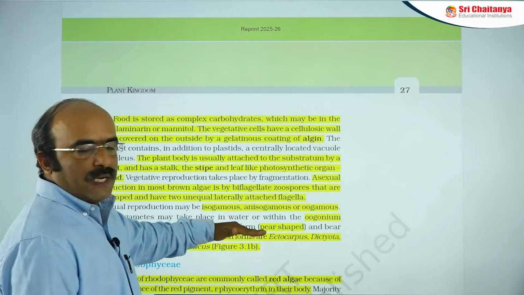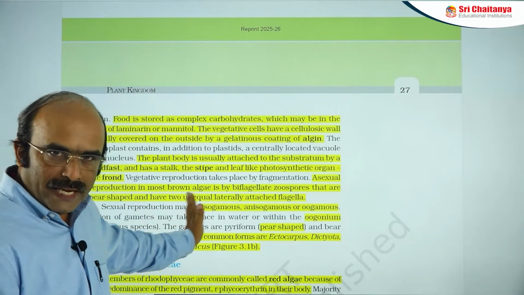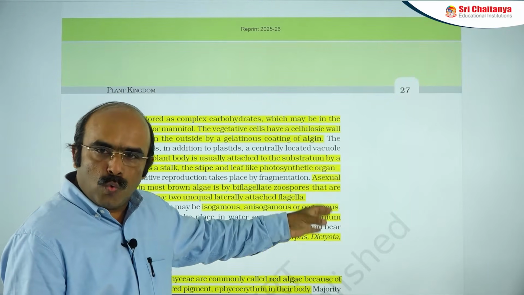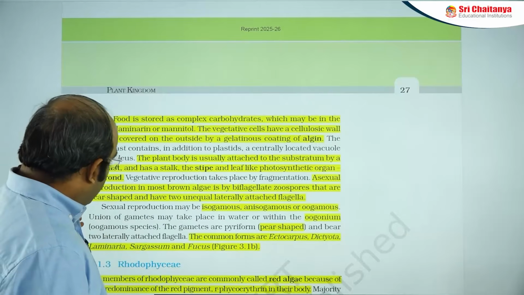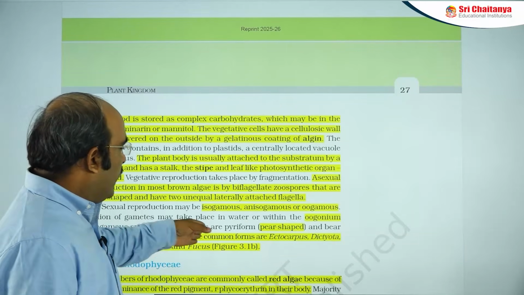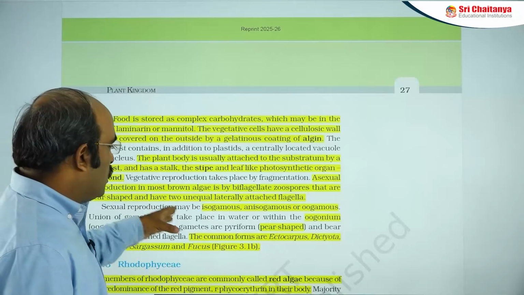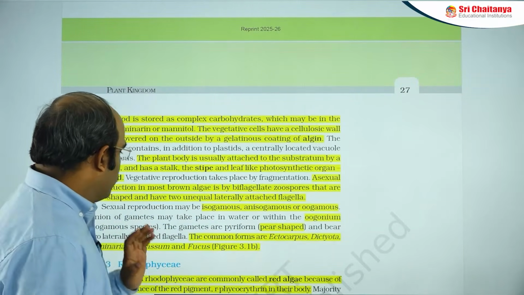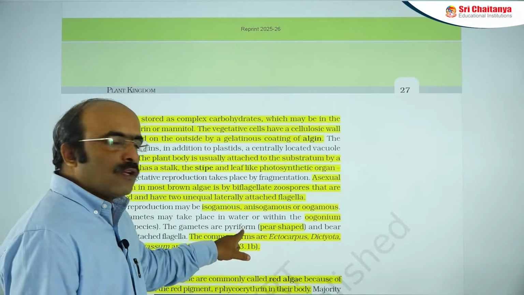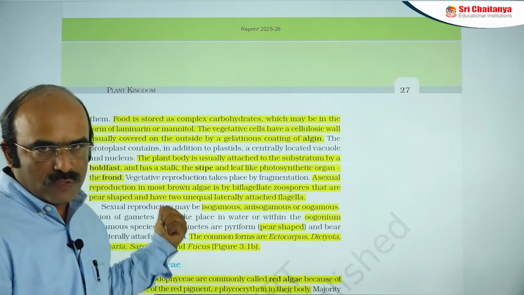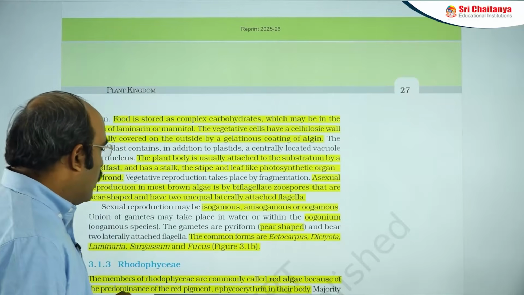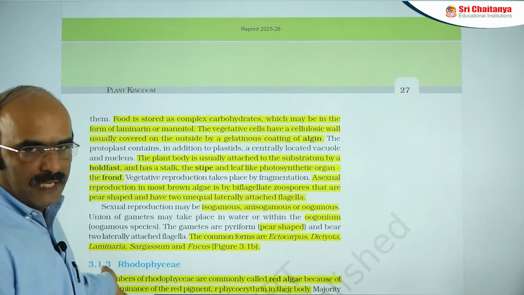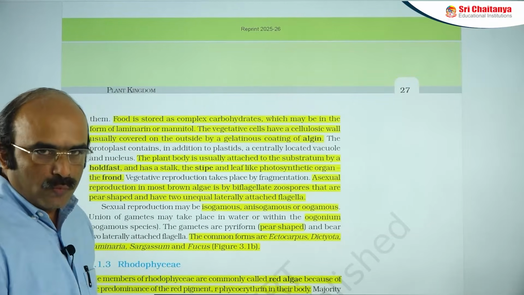And coming to sexual reproduction, here also all three types are seen: isogamous, anisogamous and oogamous, with respect to the nature of the gametes and the fusion. The union of gametes takes place in water or in the female sex organ, the oogonium. And you could observe that here the gametes have the same shape as the asexual spores, which is pyriform or pear-shaped. Examples are Ectocarpus, Dictyota, Laminaria, Sargassum and Fucus.